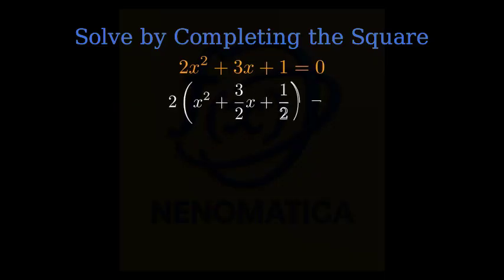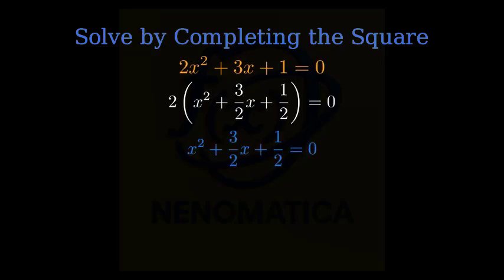In this video, we will solve a quadratic equation by completing the square. Our example is 2x squared plus 3x plus 1 equals 0. Step 1. Factor out the leading coefficient of x squared from the trinomial. We write 2 times the quantity x squared plus 3 halves x plus 1/2 equals 0. Since 2 is not 0, the inner factor must equal 0.